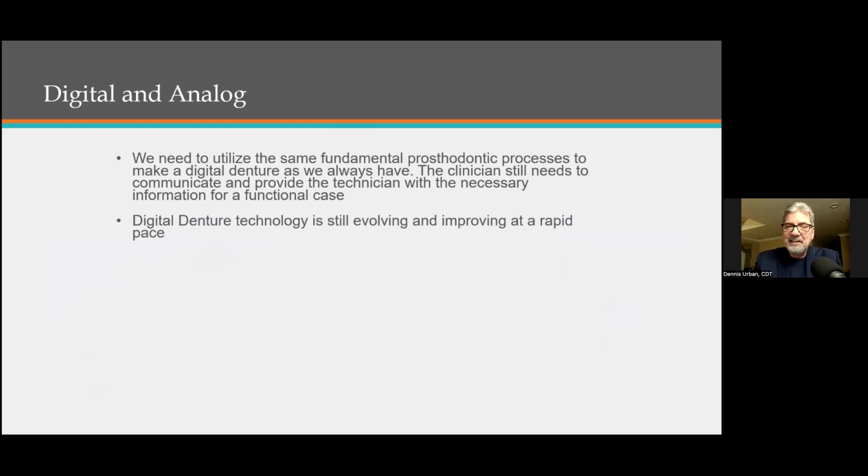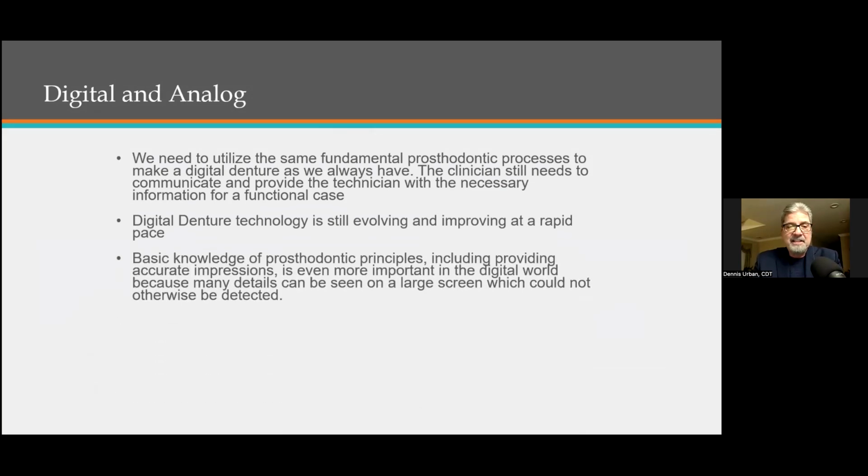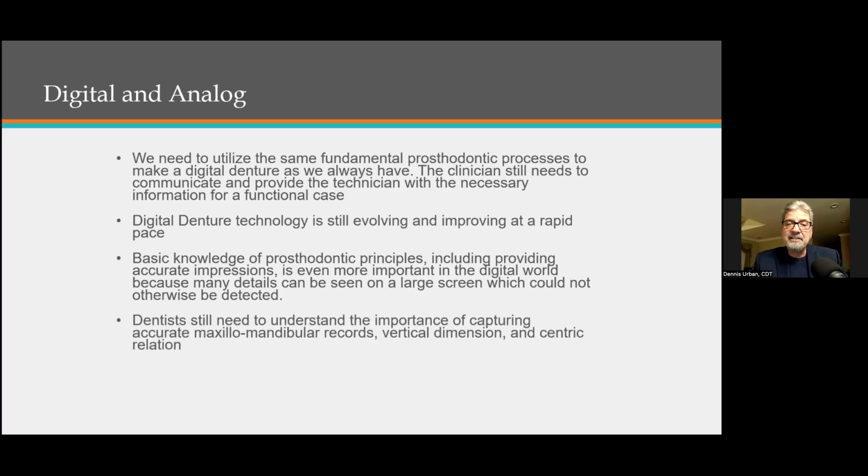Digital denture technology is still evolving and improving at a rapid pace. So that basic knowledge of prosthodontic principles, including providing accurate impressions, is even more important in the digital world because we can see more details now on a screen, which we could not otherwise detect before. And dentists still need to understand the importance of capturing those accurate maxillomandibular records, vertical dimension, and centric relation.